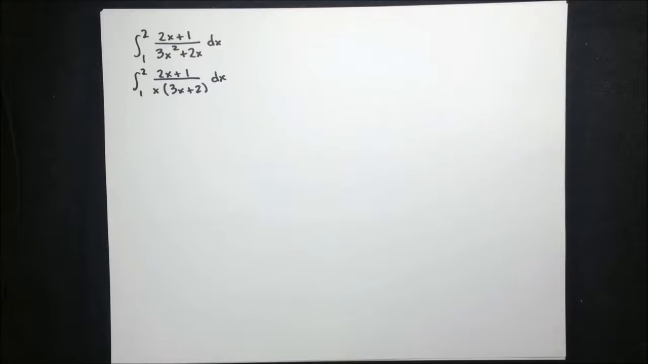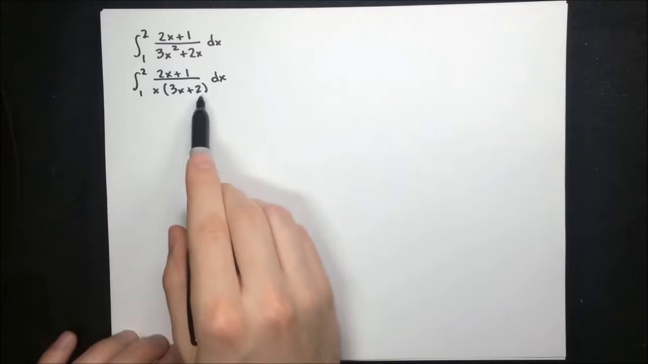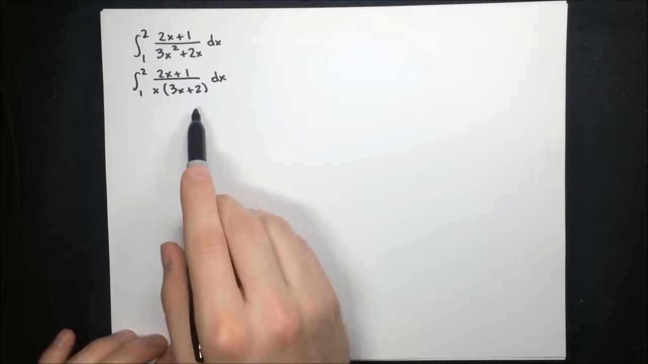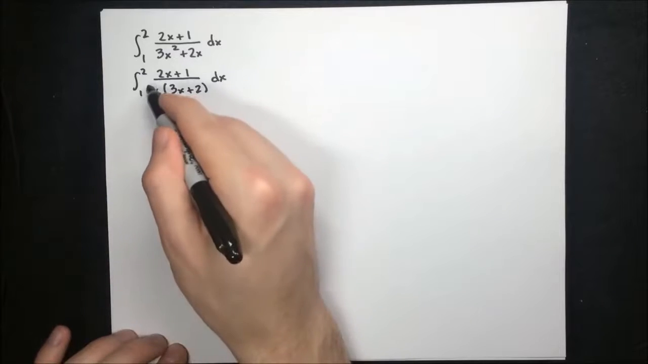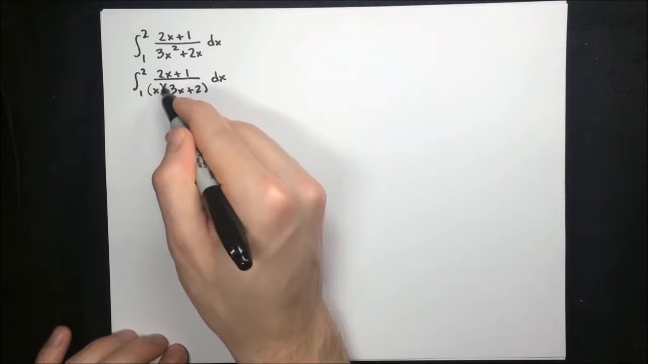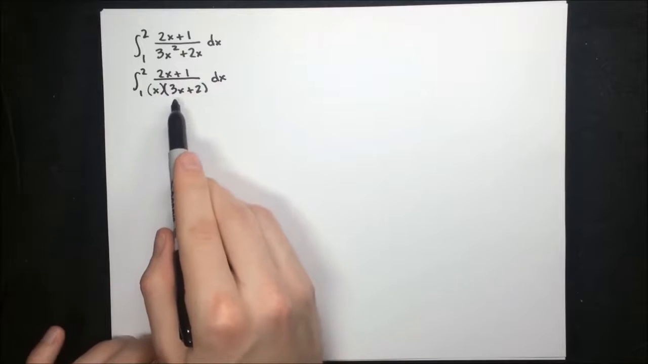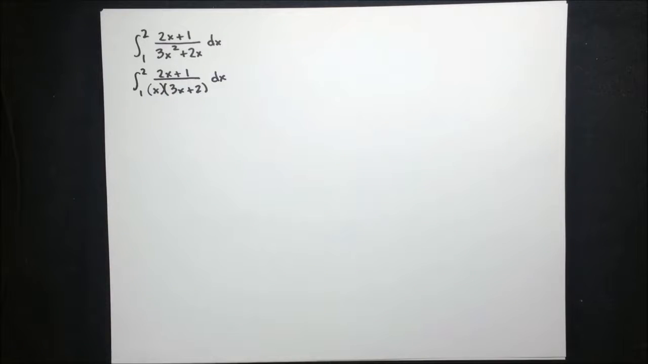And hey, there's two linear factors, x and 3x plus 2. And just to make it very clear that x itself is a factor, I'll put that in parentheses. X is a linear factor just like 3x plus 2 is. It's just a very simple linear factor. Now that we have two linear factors, we're thinking partial fractions.